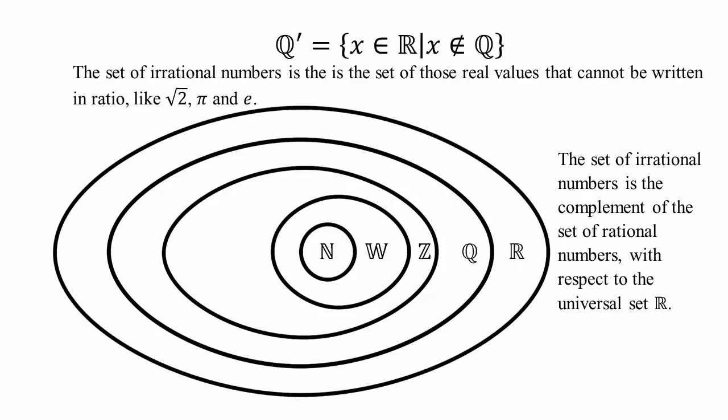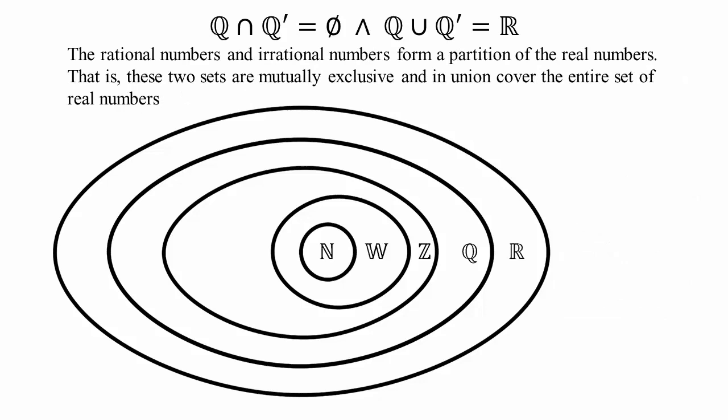The set of irrational numbers is the set of those real values that cannot be written in ratio, like the square root of 2, pi, and e. The set of irrational numbers is the complement of the set of the rational numbers, with respect to the universal set R, that is the set of real numbers. The set of rational numbers and irrational numbers form a partition of the set of real numbers. That is, these two sets are mutually exclusive and in union form the entire set of real numbers, where two sets are mutually exclusive if their intersection is the empty set.